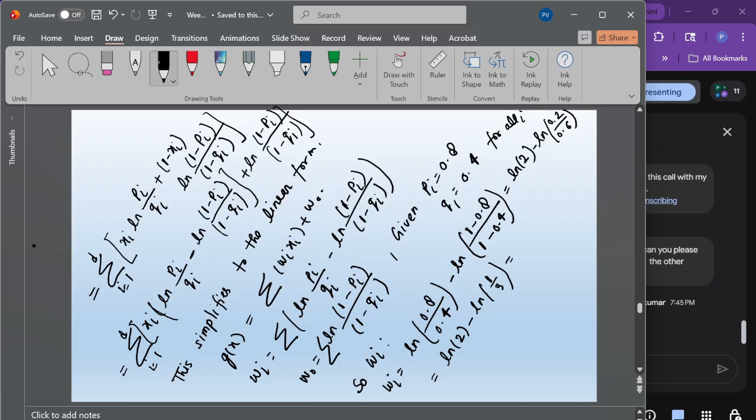Now if you just calculate the value, you will get 0.69315 minus 1.0986. ln of 1 by 3 value is minus 1.09. So now if you further add, you will get 1.79176 for the weight. Similarly, we will calculate for the bias as well.